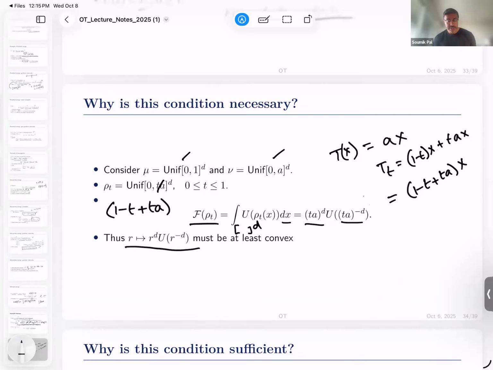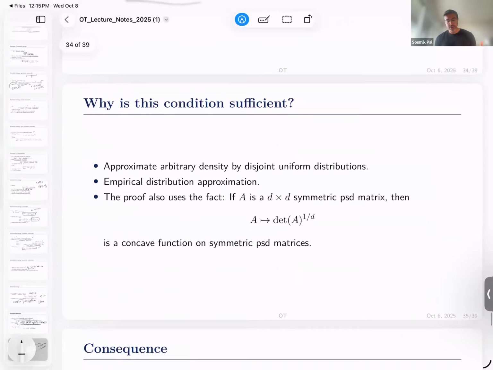So this is a particular geodesic that I'm joining between mu and nu, and over that, things are simple. My density is a constant, so I can just write down my full density. If it has to be convex, then this must be convex, and that's how you get this condition. I'll correct it with the proper 1 minus t plus ta. Is the idea clear? Why is this condition sufficient?